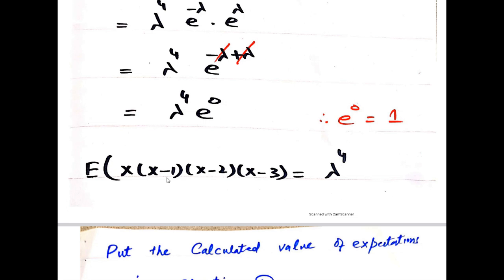So we prove here the fourth raw moment, or we can say the fourth moment about origin of the Poisson distribution.